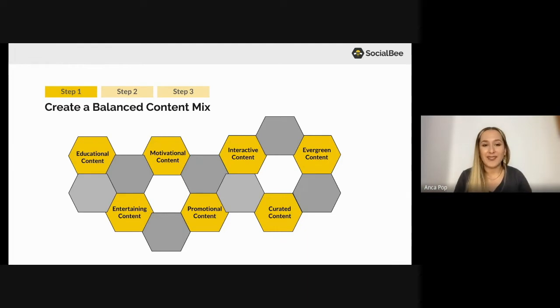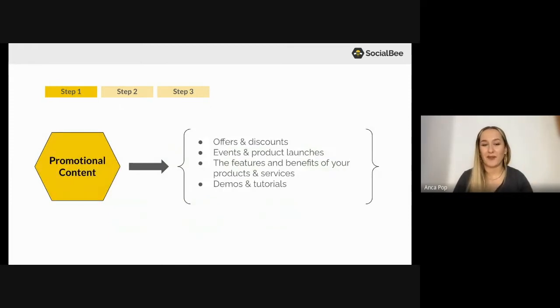So what you can do instead is create a balanced content mix by using different types of content to kind of create a little hive like we have here and balance it out. I like comparing this to a balanced diet where you want your greens, you want your carbs, you want your protein, you want your fat, all of that together to make it balanced and healthy. The same thing goes for your social media content. And I just want to take a few moments to go through each type of content that I have in there to just give you a few ideas on how you can use that to your advantage.